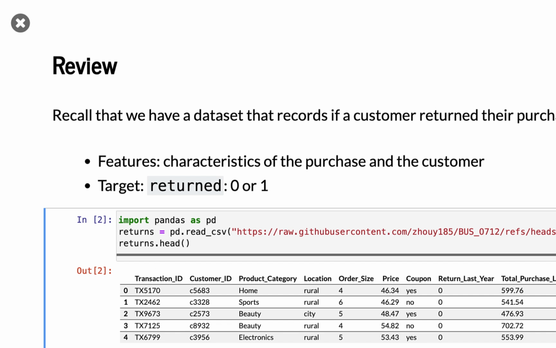So this is actually what's going on, right? So we have a data set. Each row in this data set is basically a purchase record. We have a number of features about this purchase record, including the category of the product that was purchased, right? And location of the customer, how many units were included in that order, and price of the product, right? Did the customer use a coupon for this purchase? How many returns were requested by the same customer last year? And then the total amount spent by the same customer last year.